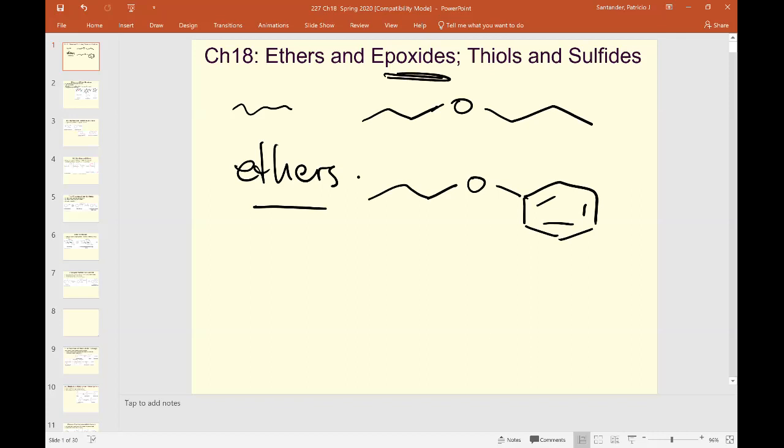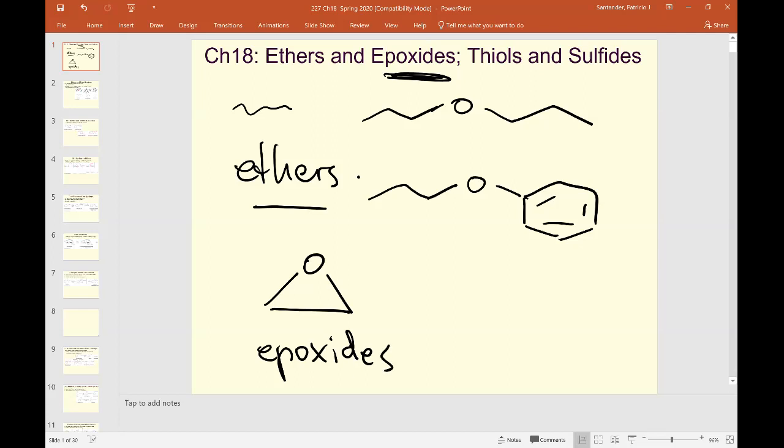Then epoxide, it was a particular case of a cyclic ether where you have a small ring like this. We learned in chapter 7 that we can prepare epoxides by reaction of an alkene with metachloroperoxybenzoic acid. So this is epoxides.